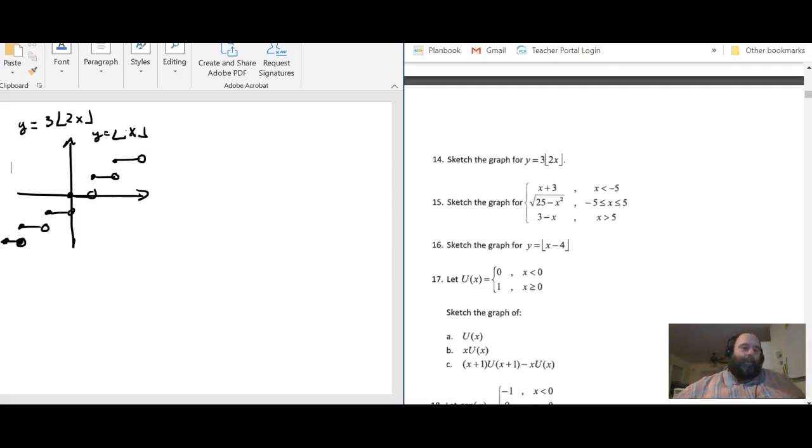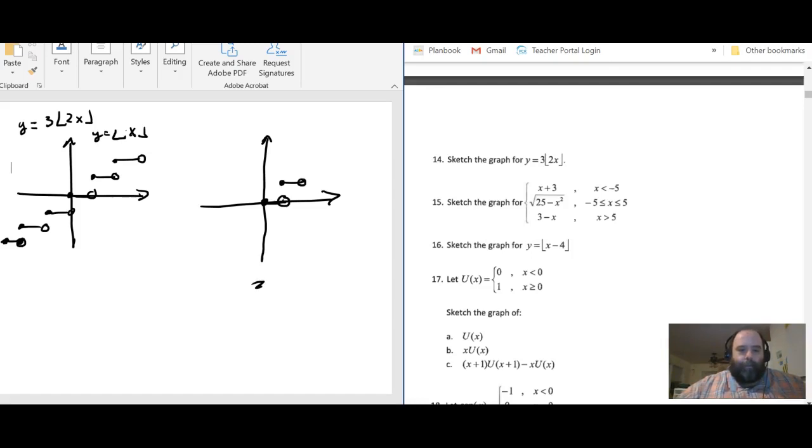So what is this 2 going to do? Well, the 2 is going to make my lines jump differently, right? So the 2 means that instead of having to get all the way to 1, I can only get to a half, right? Because 0 to a half times 2 is 0 to 1. So this is now going to jump up.